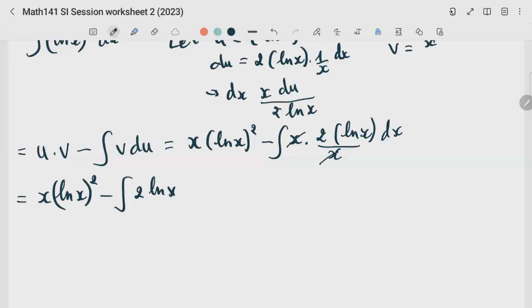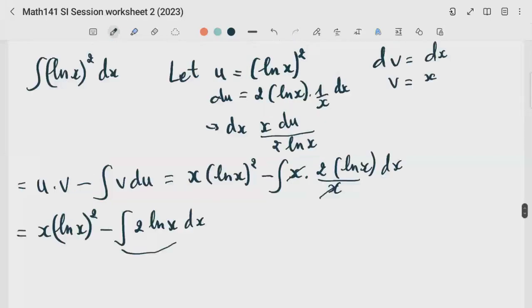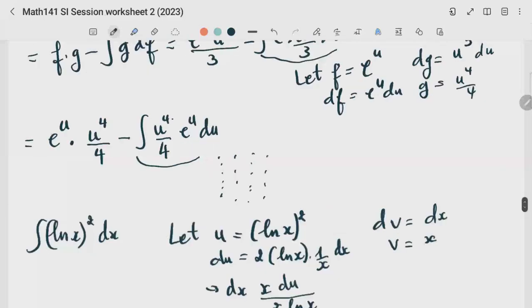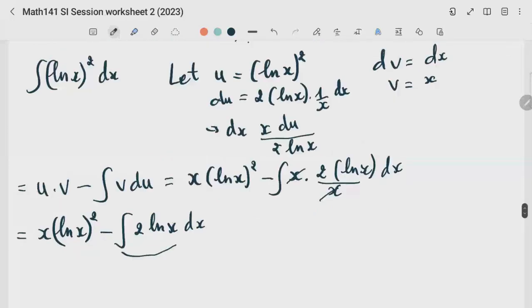Once again, we are left with an integral that we need to evaluate, right? But at least we can already see that instead of going higher and higher in exponents as we were doing before, from u squared to u cubed to u to the 4, now we are going down. We started with ln x squared, now we're going to ln x, which is a simpler form. So let me ask you, what do we have to do at this point to solve this integral?